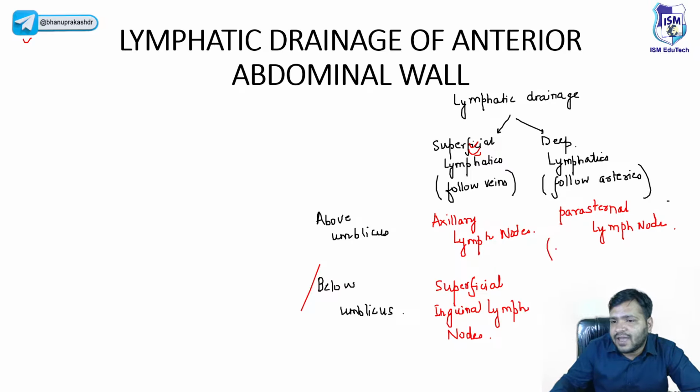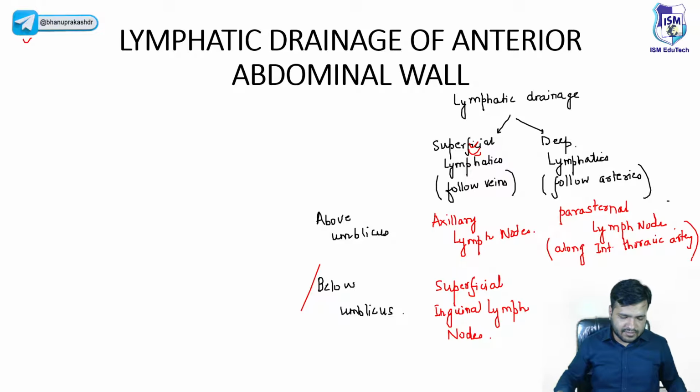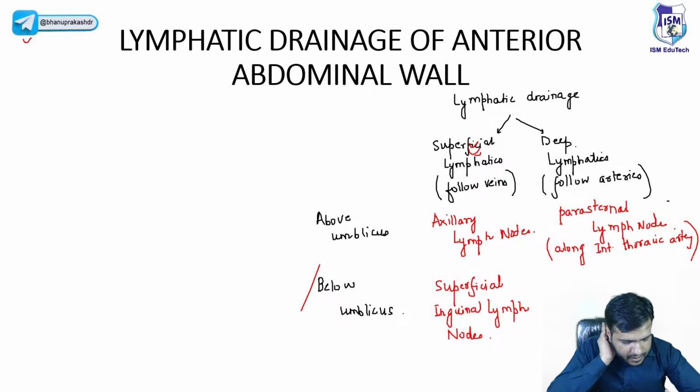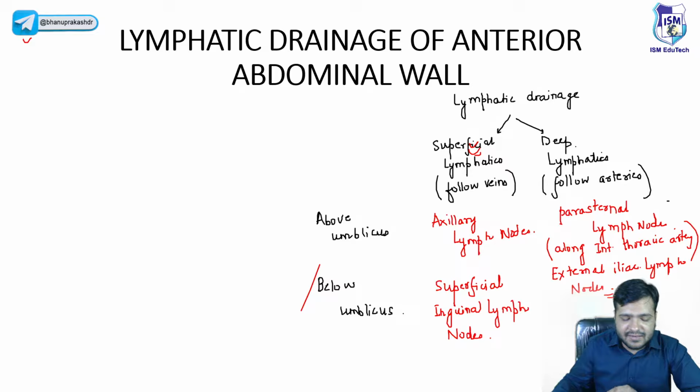If you just want to write it, why have I written arteries? It is along the internal thoracic artery. Now, below the umbilicus, the deep lymphatics drain into the external iliac lymph nodes, and it is along the external iliac vessels, the external iliac artery.